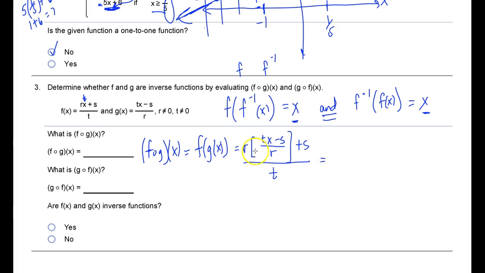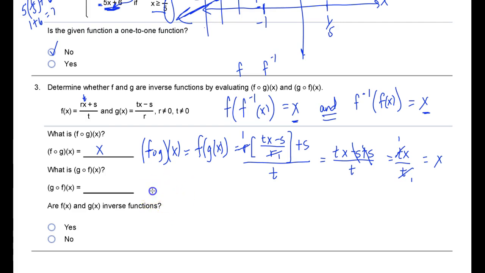So coming here, we know that this r and this r will end up reducing to 1. And that will leave us with t times (x minus s) plus s, all that divided by t. And of course, minus s plus s cancels to 0, and we just have t times x divided by t. And our t's reduce to 1, and our result is x. So we see that this works out.